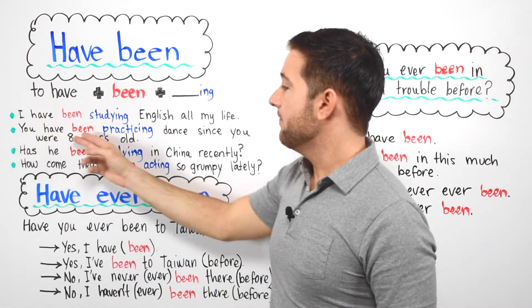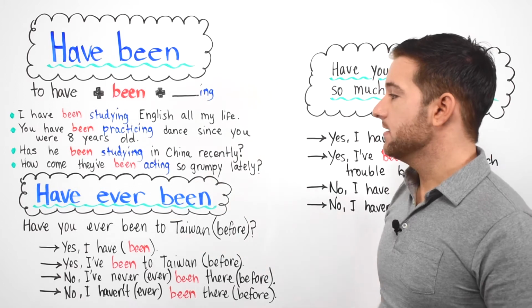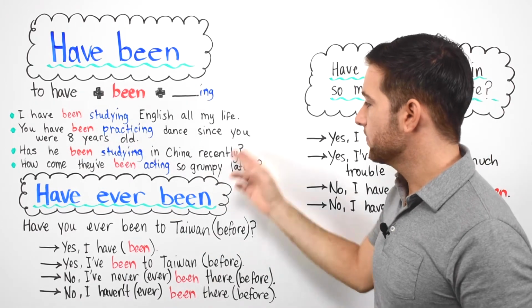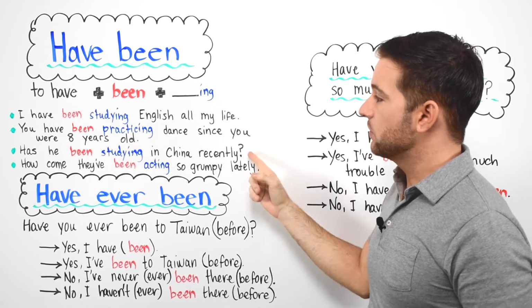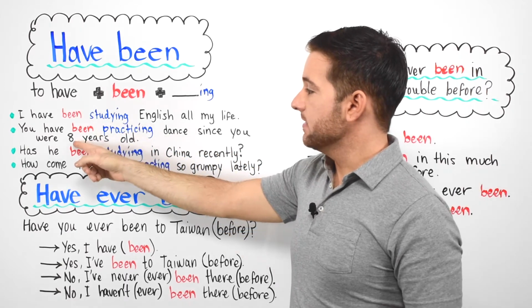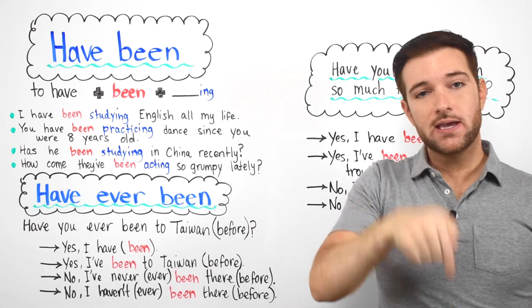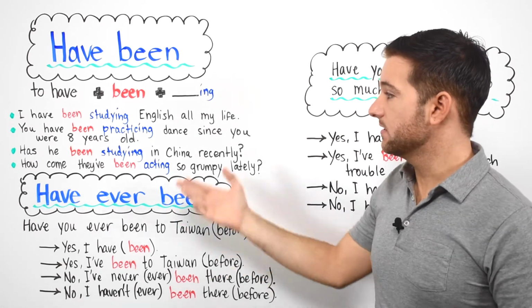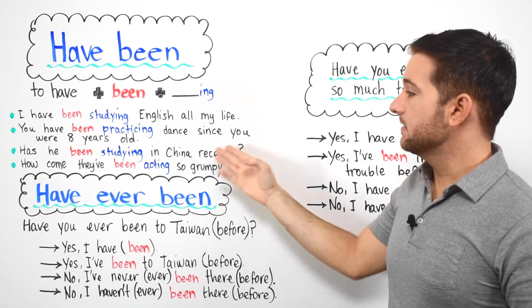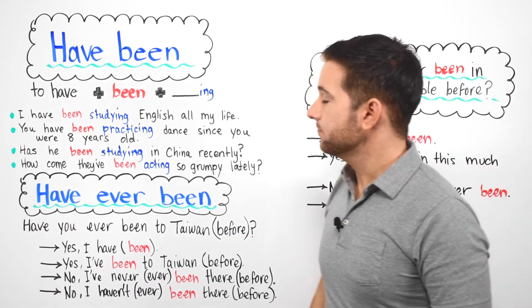Next, you have been practicing dance since you were 8 years old. Okay, so this person right here started practicing dance when they were 8 years old, and they have been continuing to practice dance all the way up to now. Okay, so you can say, you have been practicing dance since you were 8 years old.